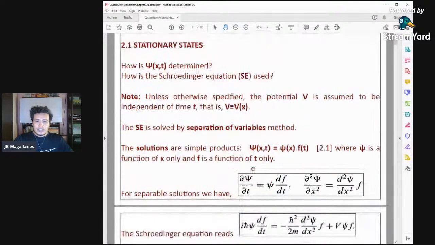You know that the wave function is a function of space and time, but we can write it as a product of two functions, in which one of the functions is just a function of space and the other one is just a function of time.